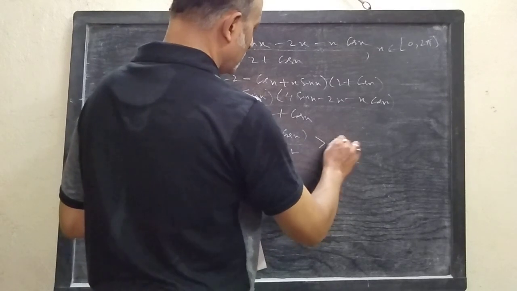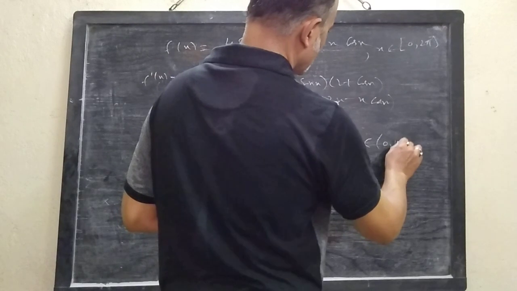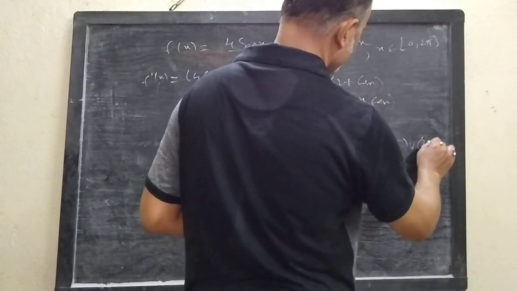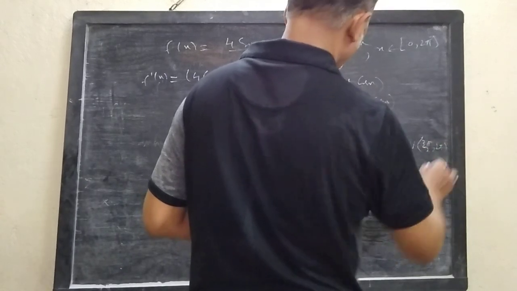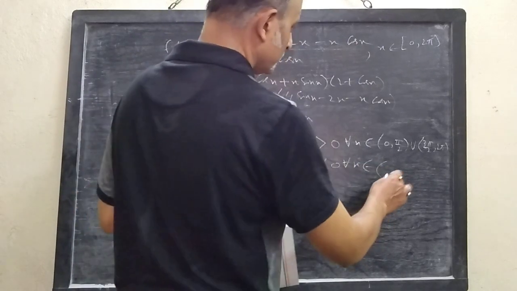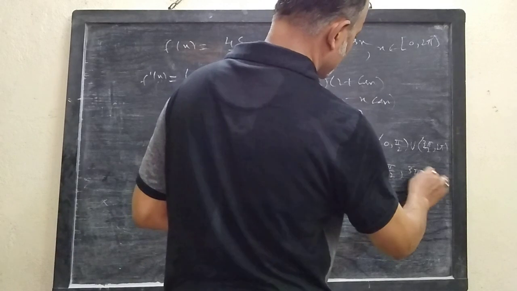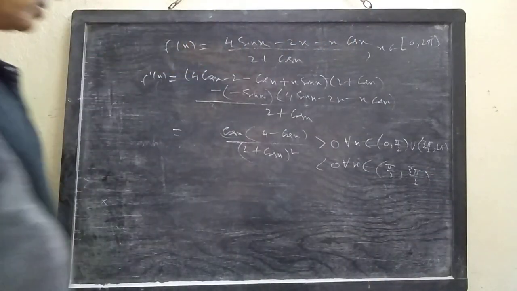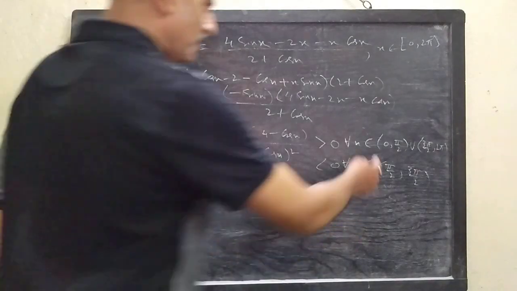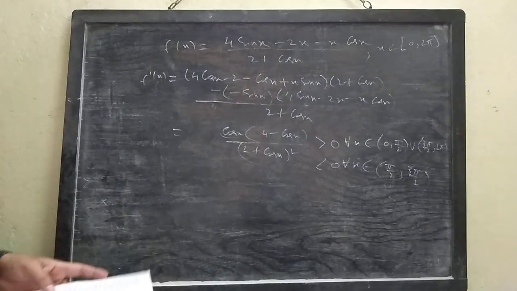This is greater than 0 for all x belongs to 0 to pi by 2 union 3 pi by 2 to 2 pi, and less than 0 for all x belongs to open pi by 2 to 3 pi by 2. So we can conclude that the function is strictly increasing in this interval and strictly decreasing in this interval. Okay?